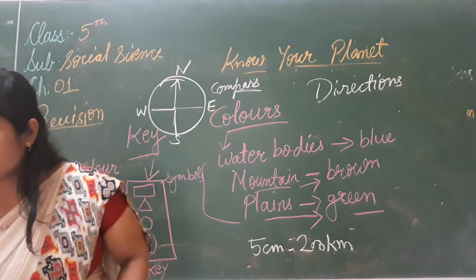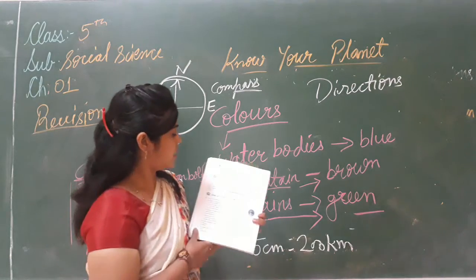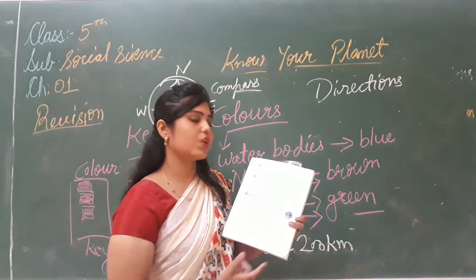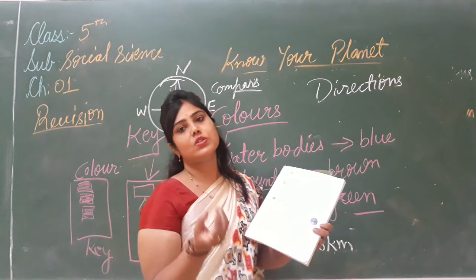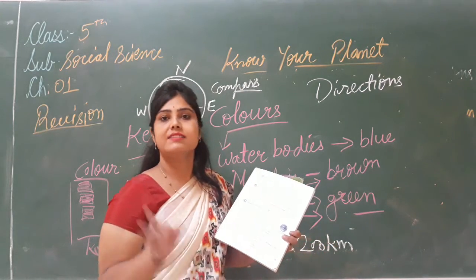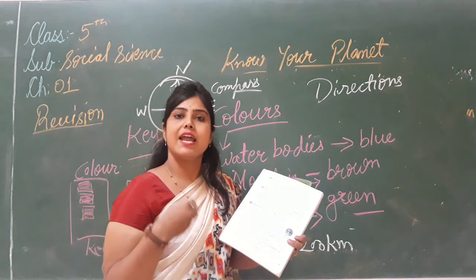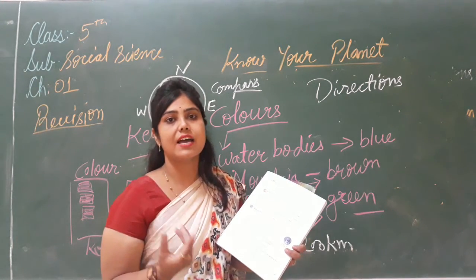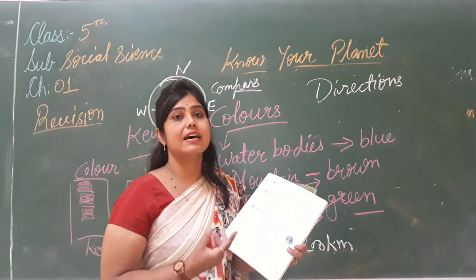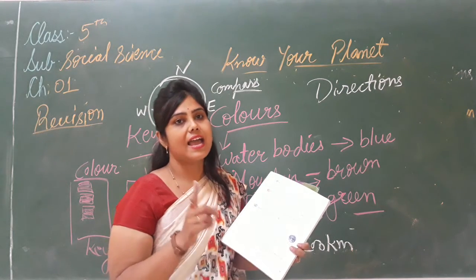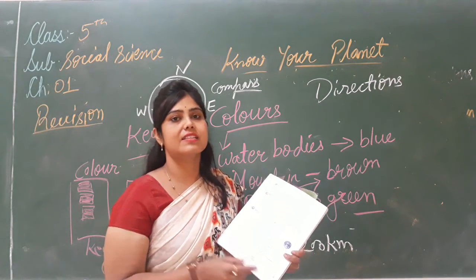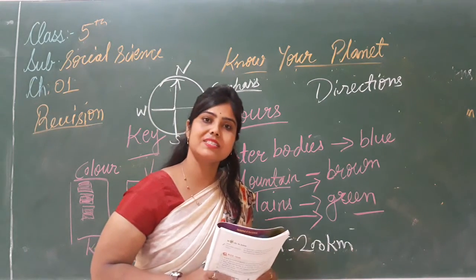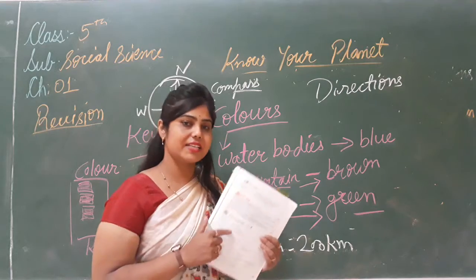So, quick recap. A globe is the model of Earth and it shows the continents and oceans. There are 7 continents and 5 oceans. Which one is the largest? The largest is Asia, and the smallest is Australia. And which ocean is largest? Pacific Ocean, and the smallest is Arctic.